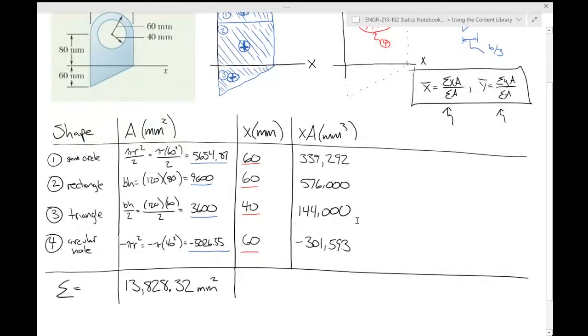And so again, I'm just, term by term, multiplying them up. And if I sum those terms up, that column of values, I'm getting 757,699. Now I'm going to have somebody check me on that.